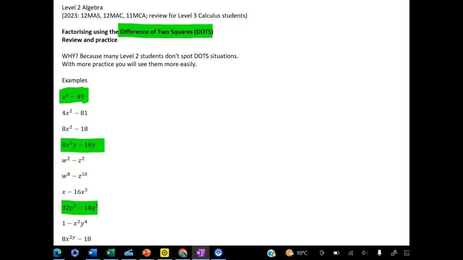So if we look at this next one, we've got 4x squared minus 81. The 81 is obviously a perfect square, 9 nines. The 4x squared we have to look at more carefully. 4x squared is also a perfect square because it is 2x times 2x.